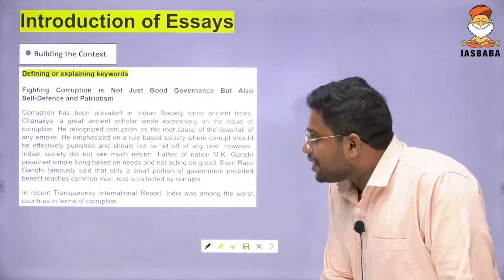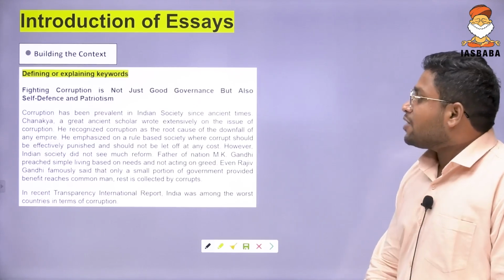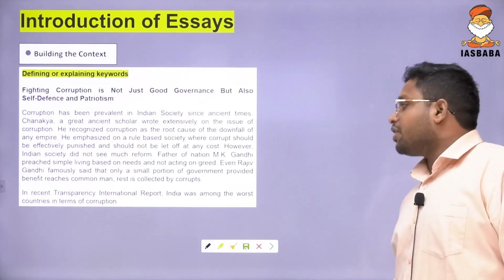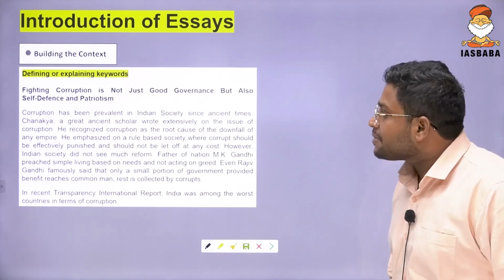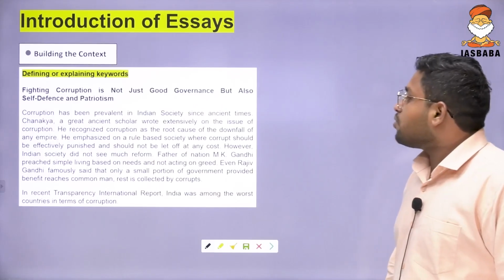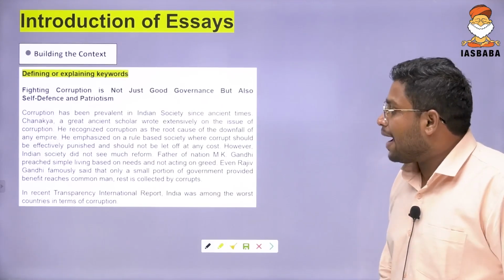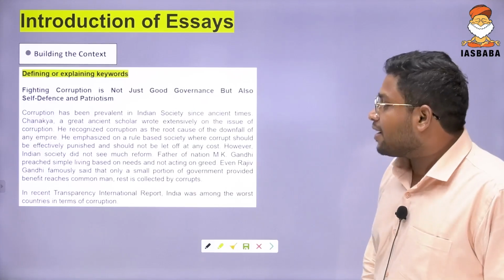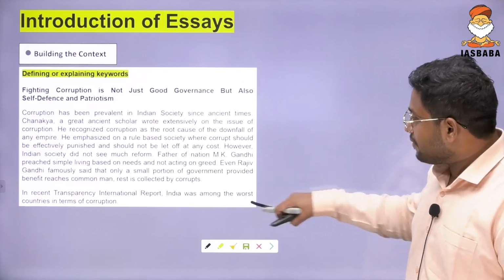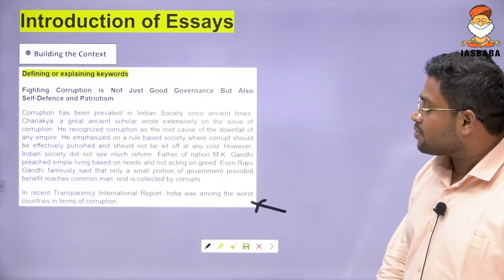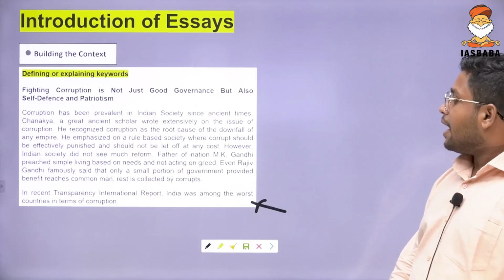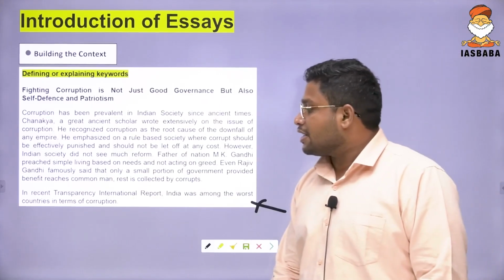Gandhi preached simple living based on needs and not acting on greed. Even Rajiv Gandhi famously said that only a small portion of government provided benefit reaches the common man, the rest is collected by the corrupt. Then this person even talks about a report. In a recent Transparency International report, India was among the worst countries in terms of corruption.